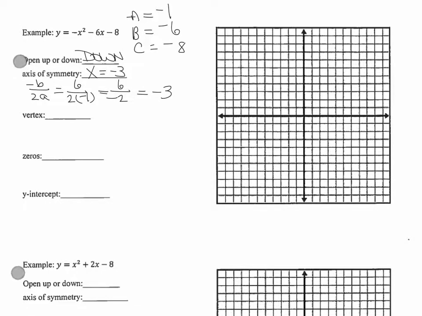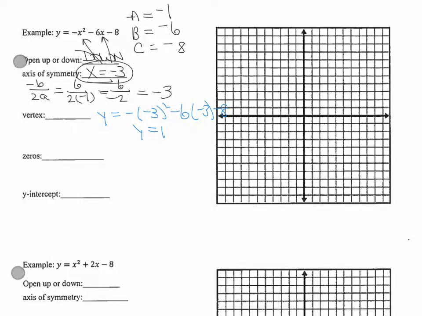Alright, so how do I find the vertex? I got to take my x value from my axis of symmetry and plug it into every x and then solve for y. So if I alternate to a different color, I have y equals negative times negative 3 squared minus 6x, but I got to plug in negative 3, minus 8. So I'm going to type all of this into my calculator. I'm going to type negative, parenthesis negative 3 squared, minus 6, and then parenthesis negative 3, and then parenthesis negative, and then just type negative 8. I get y equals 1.